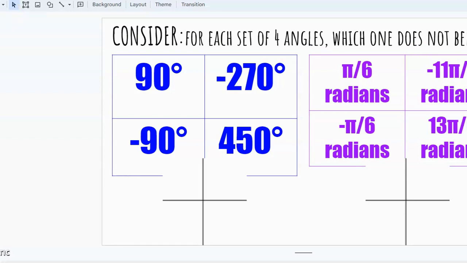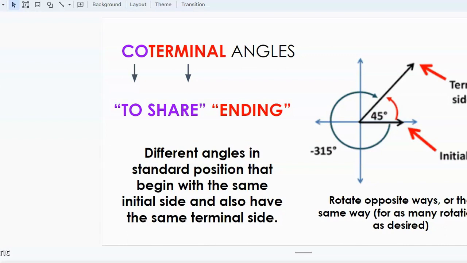So what that actually means is those are called coterminal angles. And where we get that name from is, well, co means to share and terminal means ending. So we say that coterminal angles are different angles. So say for example again, 90 degrees and negative 270 degrees. They are different numbers, but they wind up actually looking the same. So if you take a look at this picture here, you'll notice that 45 degrees and negative 315 degrees, they share the same terminal side. So all angles have to start at that positive x-axis right here.